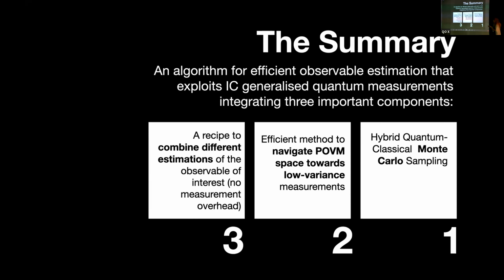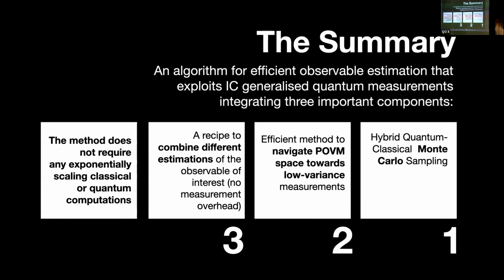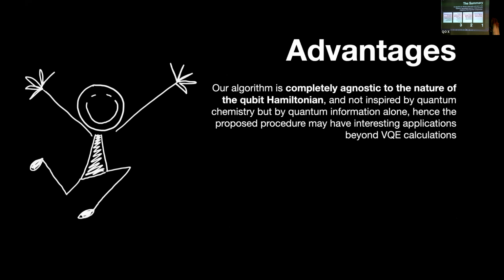And finally, I have not actually described this, but I want to mention this. Actually, this happens without additional measurement overhead. So we have a way to combine, this is just classical post-processing, all these different estimations of the observable on the go, as we navigate in the space of measurements. And of course, this method does not require exponential resources, neither in the classical nor in the quantum parts. So it is efficient in this sense.